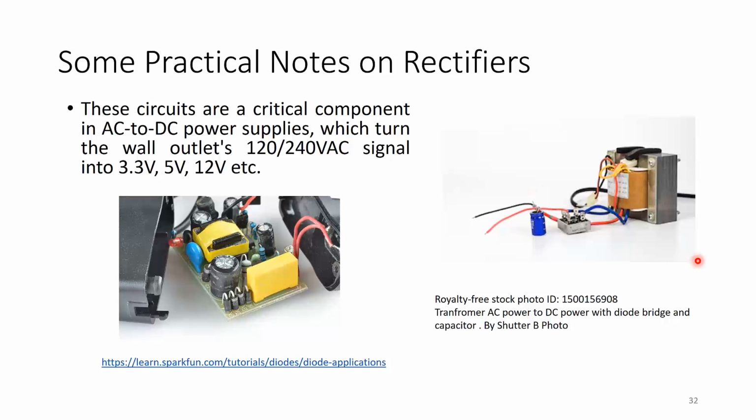So you have here a transformer with the coils, the diode and the capacitor. I took this nice picture from Shutterstock, royalty free, which shows a transformer, AC power to DC power with diode, bridge and capacitor.